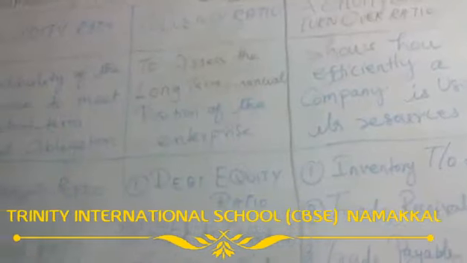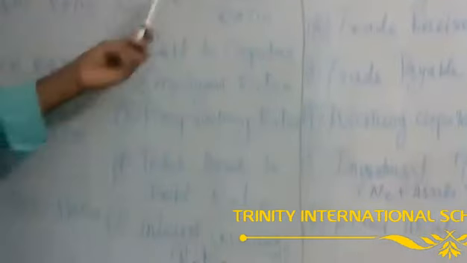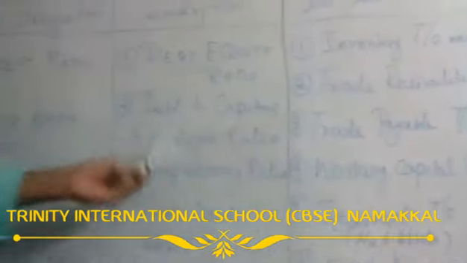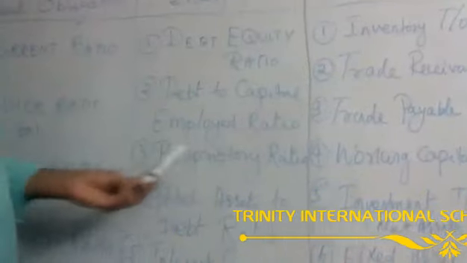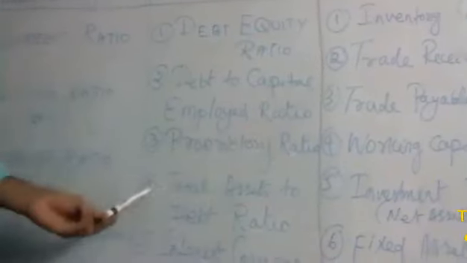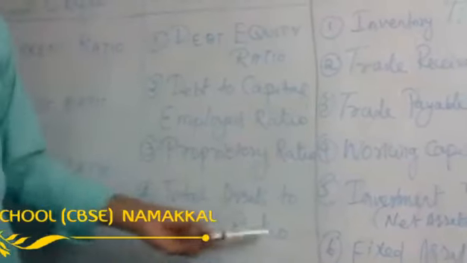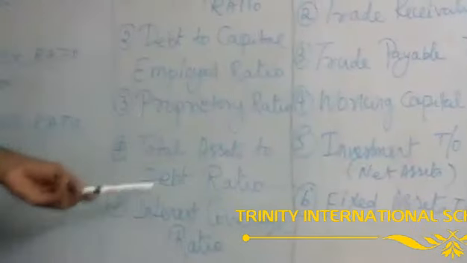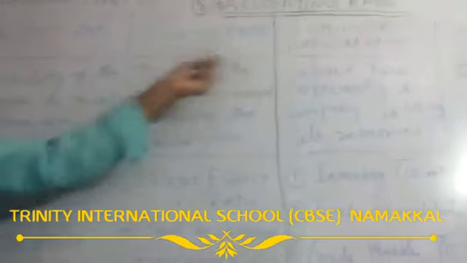So here there are totally five ratios. One is debt to equity ratio. Equity means our share capital, and debt means our long-term borrowings. Then debt to capital employed ratio. Third one is proprietary ratio. Fourth one is total assets to debt ratio. Based upon our total assets, what is our debt? Then interest coverage ratio. In our subsequent classes we're going to discuss solvency ratio in detail.